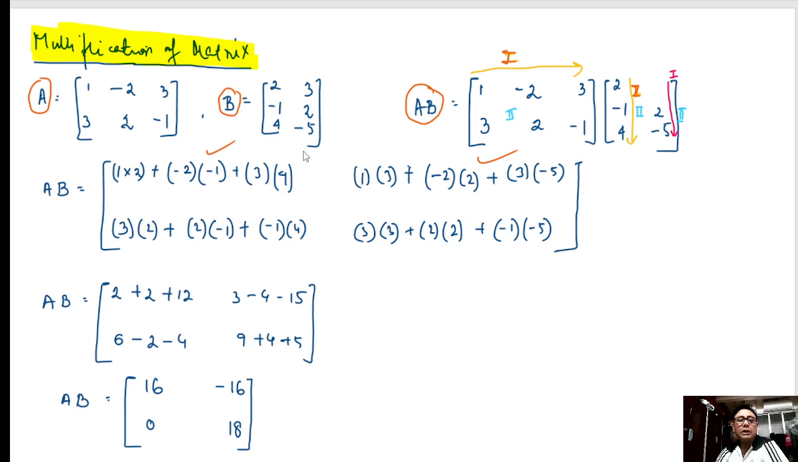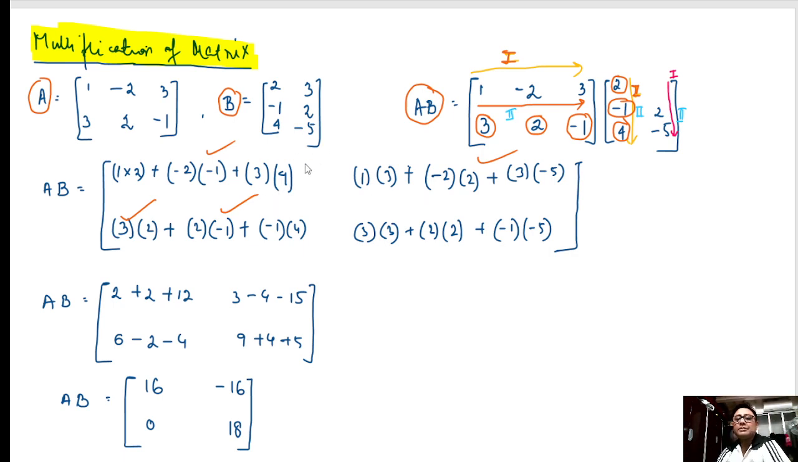Okay, so now what we will do is we will multiply the second row first with the first column. So 3 into 2 here plus 2 into minus 1 plus minus 1 into 4. So this is how I have written.